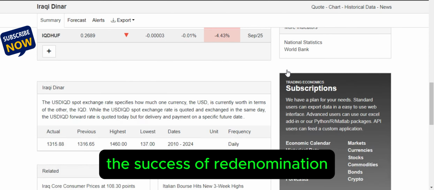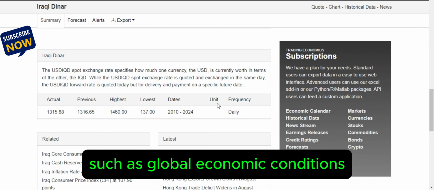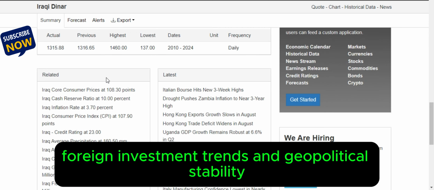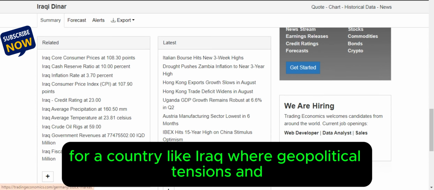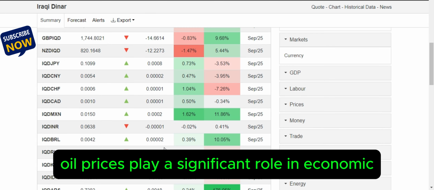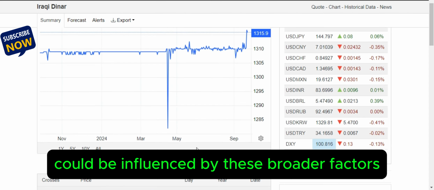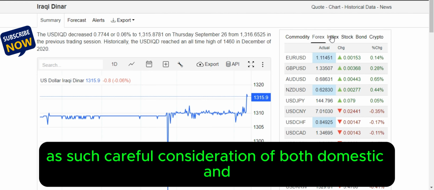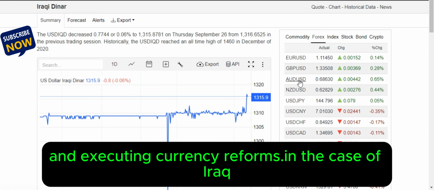Furthermore, the success of redenomination can also hinge on external factors, such as global economic conditions, foreign investment trends, and geopolitical stability. For a country like Iraq, where geopolitical tensions and fluctuating oil prices play a significant role in economic stability, the impact of redenomination could be influenced by these broader factors. As such, careful consideration of both domestic and international contexts is crucial when planning and executing currency reforms.